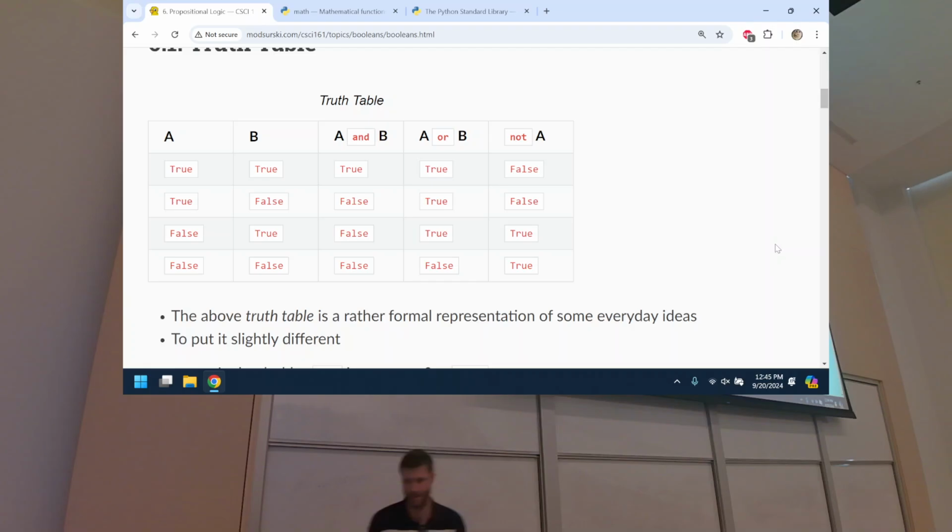So imagine I have A and B. These are statements that are evaluated to true or false. What those statements are, I don't really care. They get evaluated to true and false.